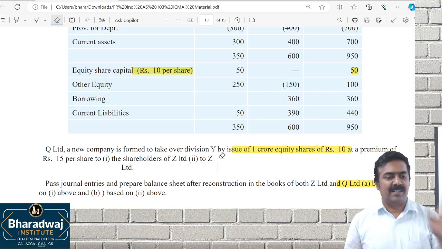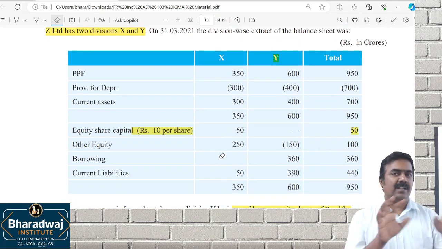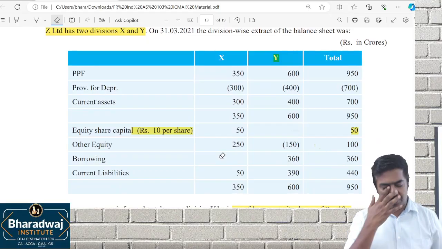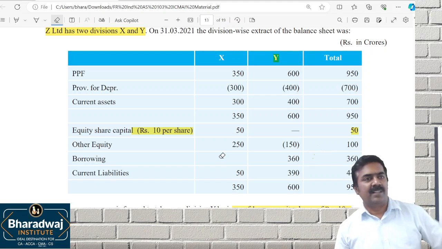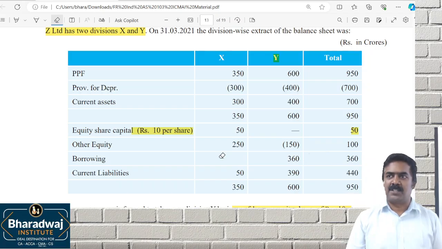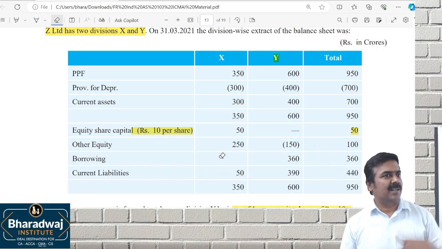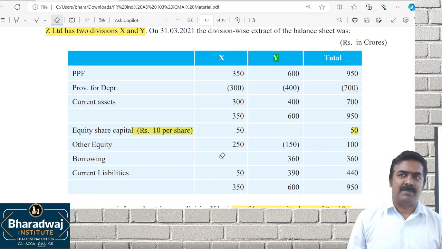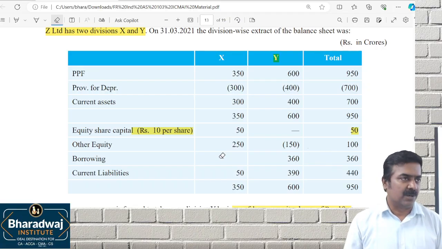X division, Y division. Z Limited is owning them. Control is with shareholders. Now we are splitting the Y division and forming Q Limited. Q Limited is allotting shares to Z Limited shareholders. That Q Limited will be controlled by Z Limited shareholders. So the control is the same. After the demerger, control is the same. So it is called groups under common control. We will do pooling of interest method accounting.